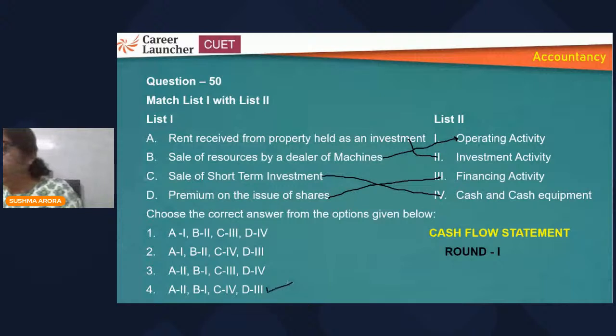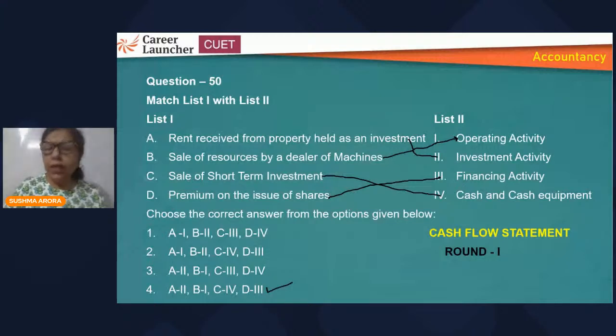Okay, yes, any doubt? Yes, children. See again, rent received from property held as an investment will be investing activity. Dealer of machine. Otherwise, machine will be included in investing, but because he is the dealer, that's why that will be included in operating activity. Short-term investment, marketable securities, cash, bank, all are the part of cash and cash equivalent. Yes, and issue of shares. As you know, financing activity includes shares, debentures, etc. Okay, children. So our option will be 4.